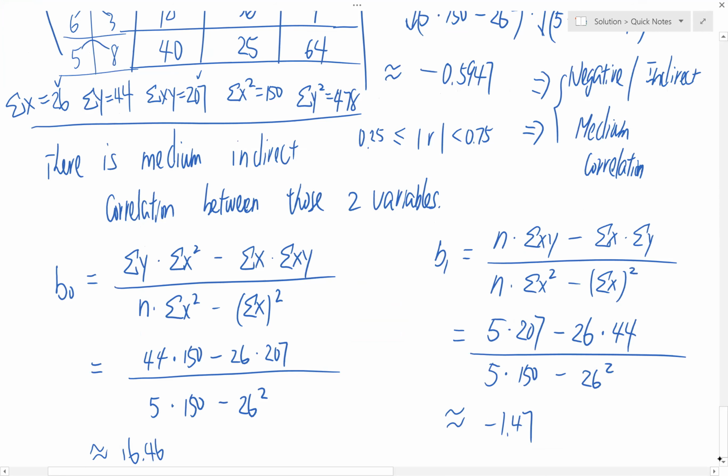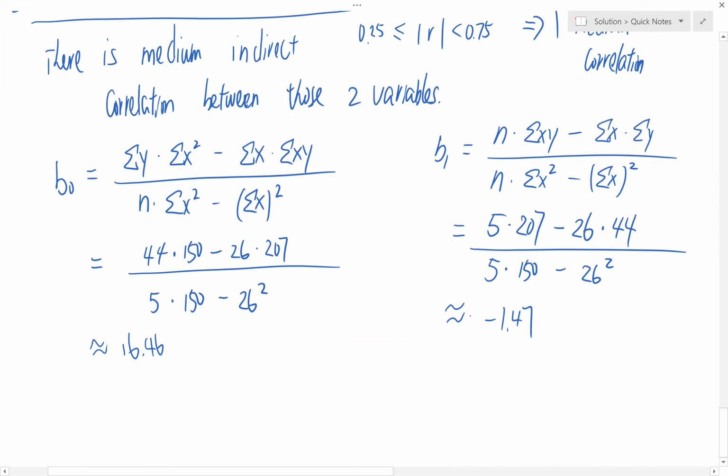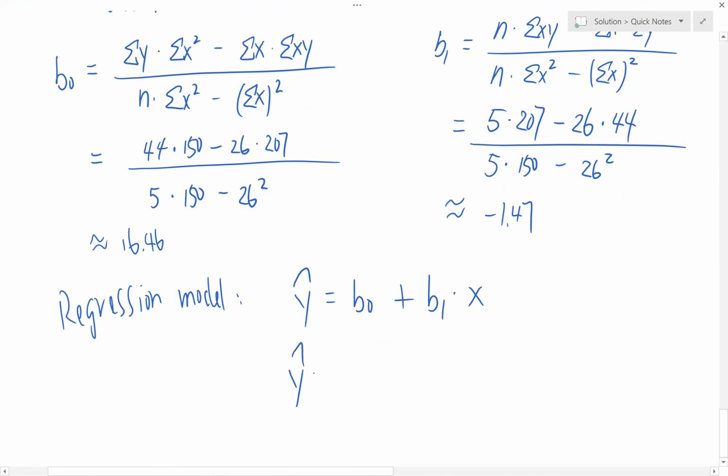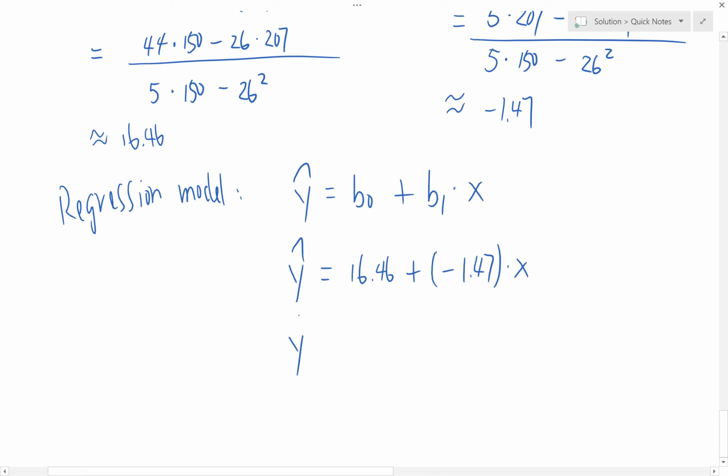Okay, negative 1.47. Now, once you have B0, B1, both numbers, now we have a regression model. So predicted y value equals B0 plus B1 times X. Now plug in B0, B1, and we get a regression model. B0 is 16.46 plus negative 1.47 times X. You combine both, you get predicted y value equals 16.46 minus 1.47x.